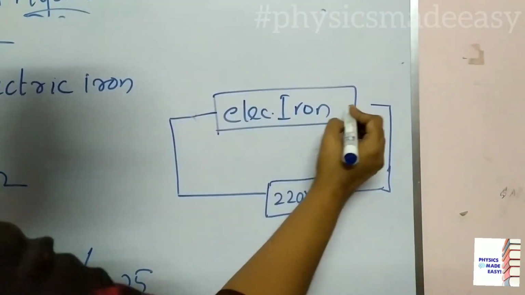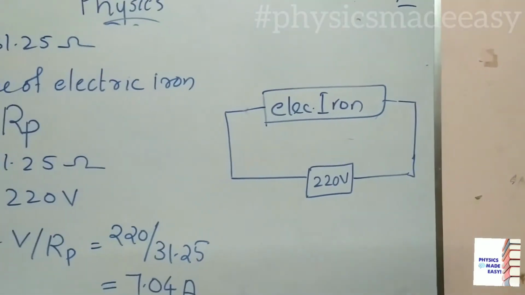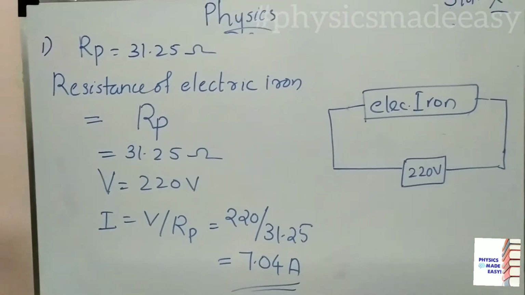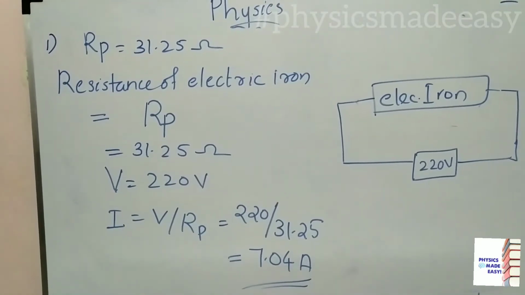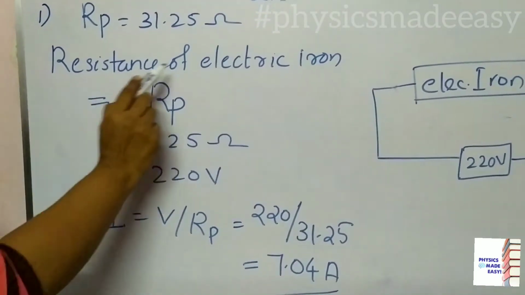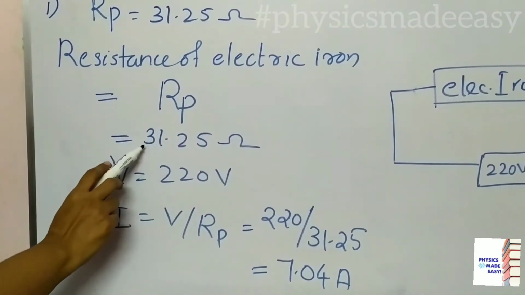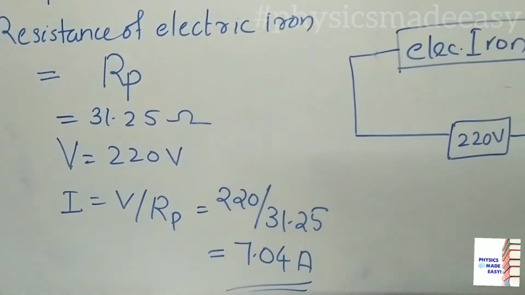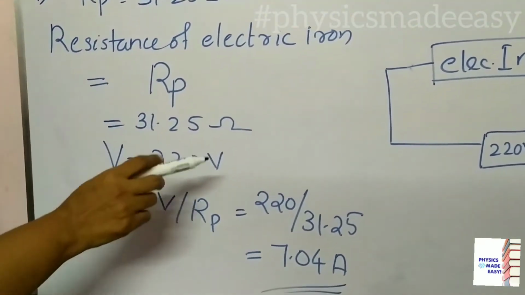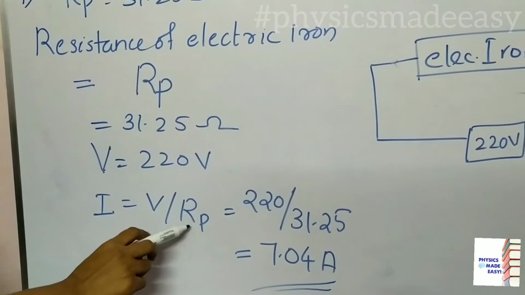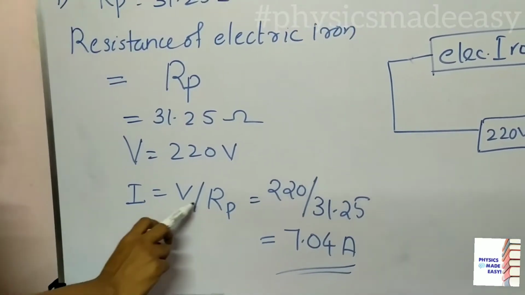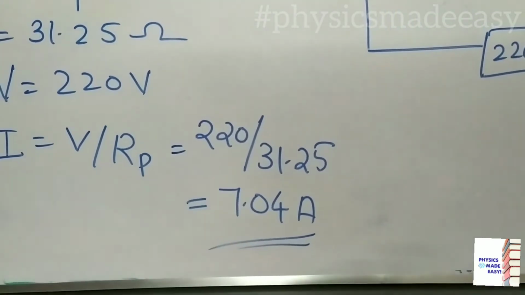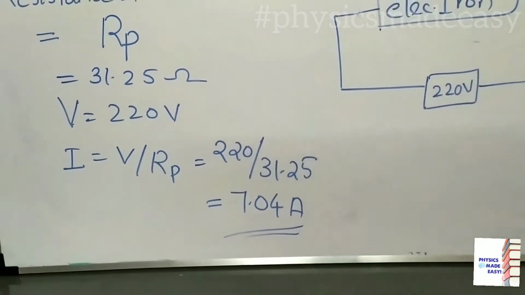So we can think the resistance of this electric iron is equal to the effective resistance of the parallel combination of bulb, toaster and the water filter. So we can write the resistance of the electric iron as 31.25 ohm. Then we have to find the current passing through it. There we can use Ohm's law: V is equal to I into Rp. Then I is equal to V divided by Rp, that is 220 divided by 31.25. You will get 7.04 ampere.